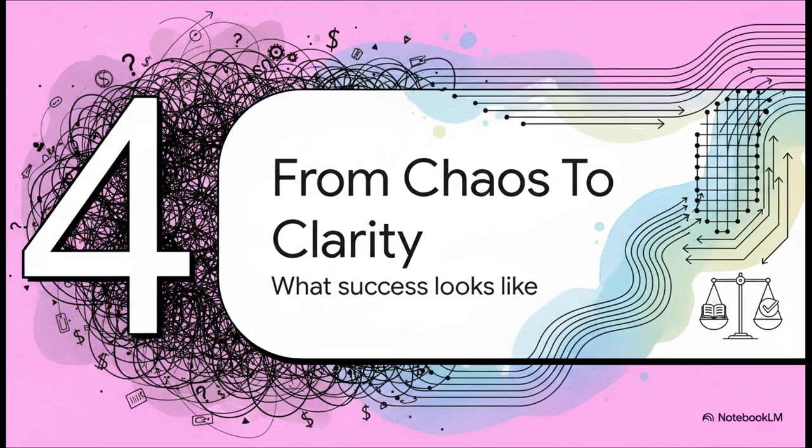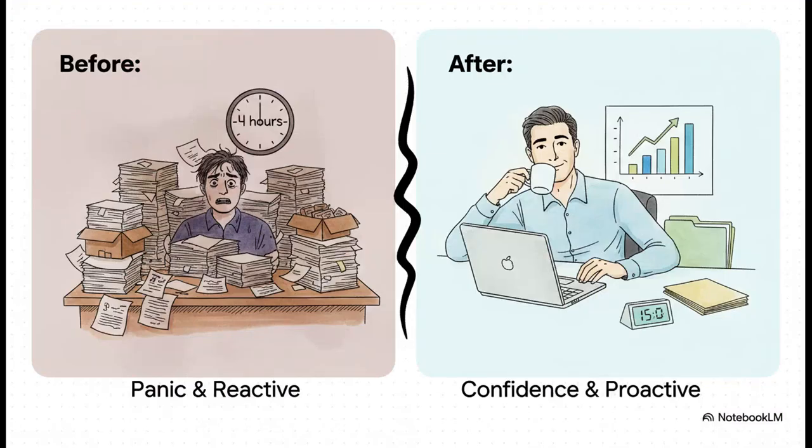So once you take that AI-generated checklist and you actually implement the fixes, what happens? You make a fundamental shift from chaos to clarity. So let's talk about what success actually looks and feels like on the other side of this. The change is absolutely night and day. That bank reconciliation that used to take you 4 agonizing hours, it now takes 15 minutes. Tax season, it goes from a full-blown panic to just a straightforward task.